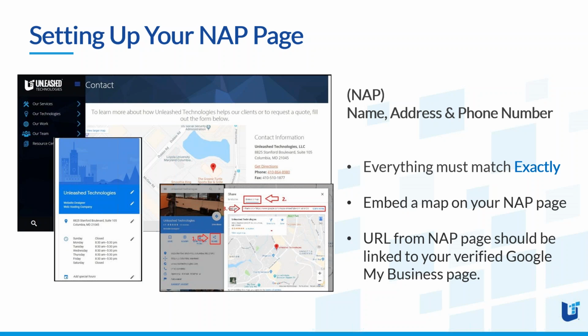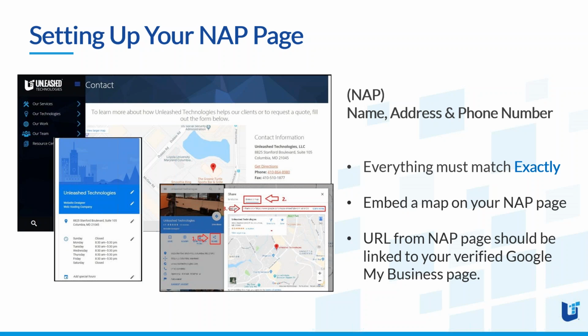The URL on your NAP page should be linked to your verified Google My Business page. So if you have a Google My Business page, you're with ABC Plumbing Company, or for instance, Unleashed Technologies, the URL that's associated with your Google My Business page should be Unleashed Technologies /contact, because that is a particular page where this information is living on your website.